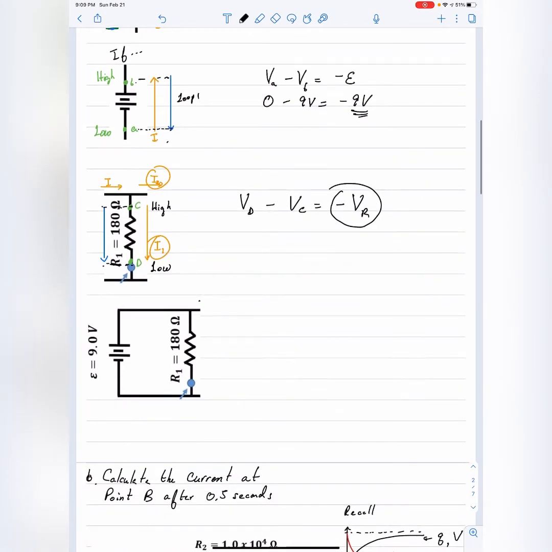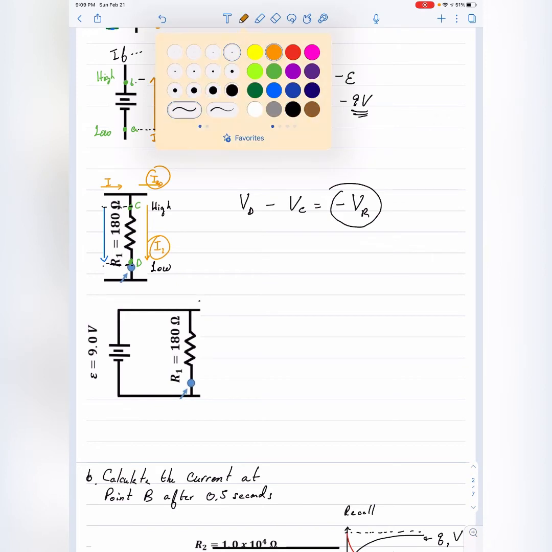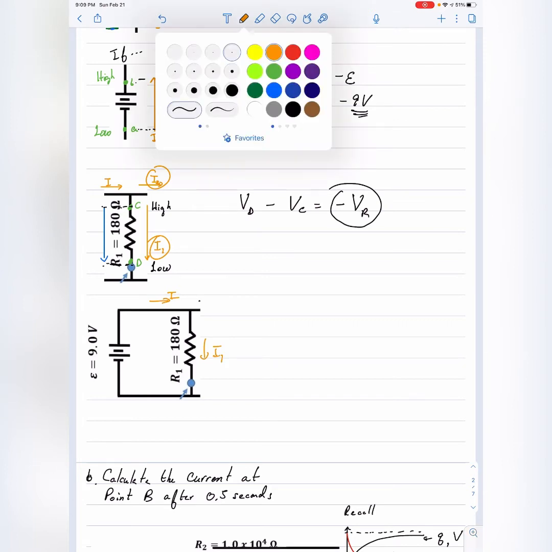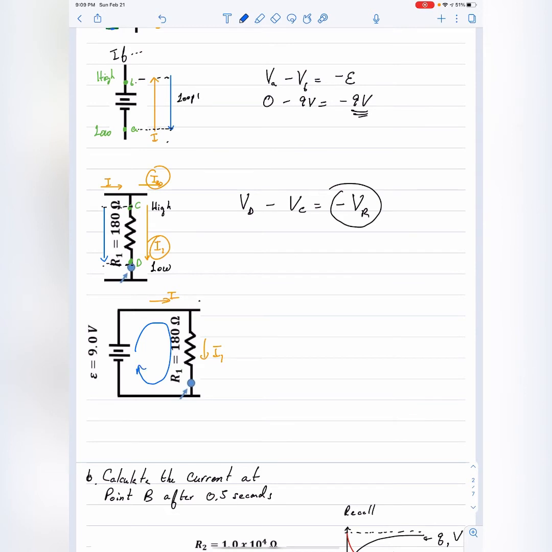Okay, so just to wrap it up, since we're trying to find the current at point A, we have current I1 going here, and then we have our loop going around. I'm going clockwise because it's always best to follow the direction of the current. Whenever you can, just follow the direction of the current. Okay, and then I will rewrite this. The sum of the changes in electric potential equals 0.